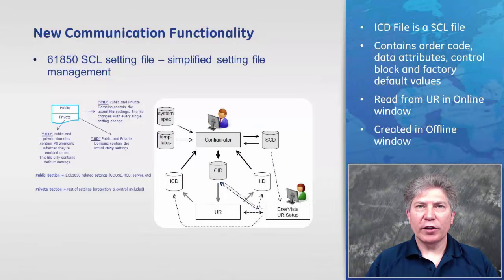The settings in the relay are divided into 2 sections, public and private sections. The difference between the two is that the public section refers to IEC 61850 related settings such as GOOSE, report control block, the server, etc. Public elements are precisely defined in section 6 of the standard. These elements are expected to be understood and allow modifications by all IEC 61850 configuration tools.